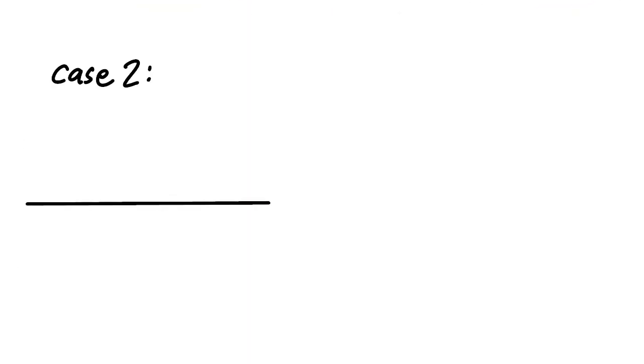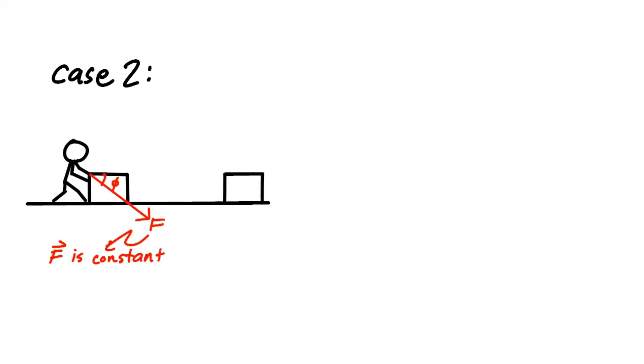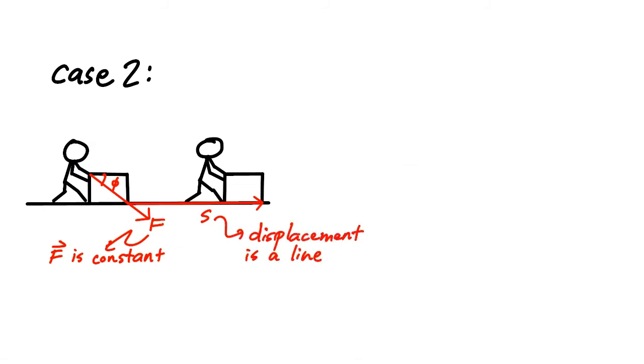So consider a person, again, pushing a box. But this time, yung force applied by the person is angled downwards. Again, our force is still constant, and this will result to a displacement. Tapos, katulad kanina, ang ating displacement is still a line. So in this case, hindi na pareho yung direction ng ating force at saka nung ating displacement.